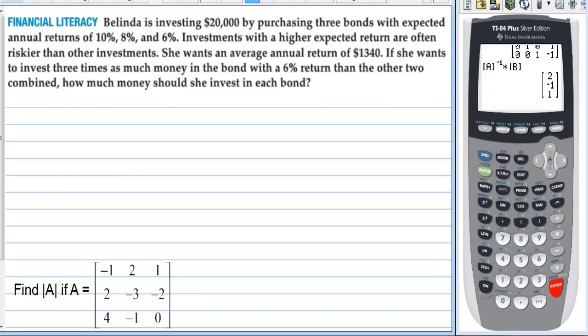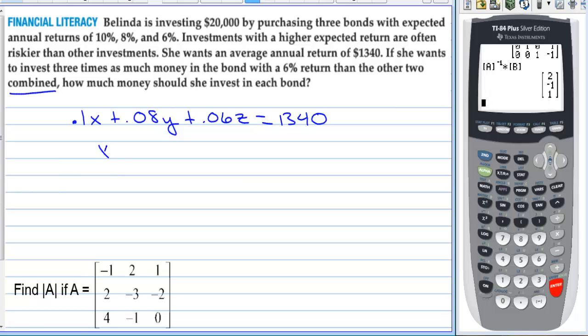Linda's investing $20,000 by purchasing 3 bonds with expected annual returns of 10%, 8%, and 6%. Investments with a higher expected return are often riskier than other investments. She wants an average annual return of $1340. So we say that, well, 10% of what we invest in x plus 8% of what we invest in y plus 6% of what we invest in the third bond, we want that to be 1340 on average per year. She wants to invest 3 times as much money in the bond with 6% return than the other two combined.